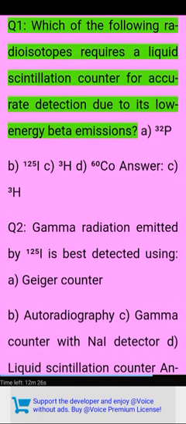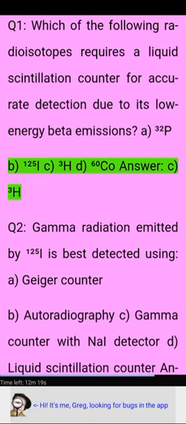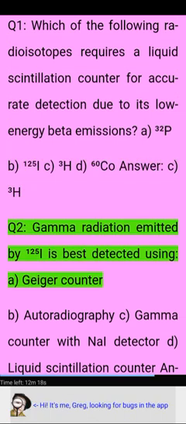Q1. Which of the following radioisotopes requires a liquid scintillation counter for accurate detection due to its low energy beta emissions? A. ³²P. B. ¹²⁵I. C. ³H. D. ¹⁴C. Answer: C, ³H.